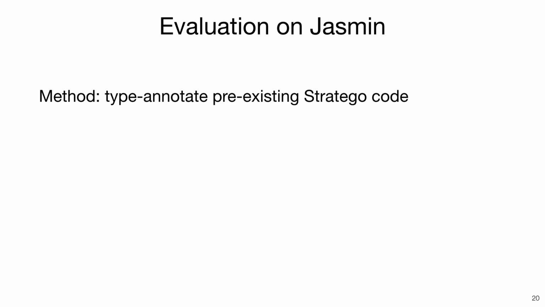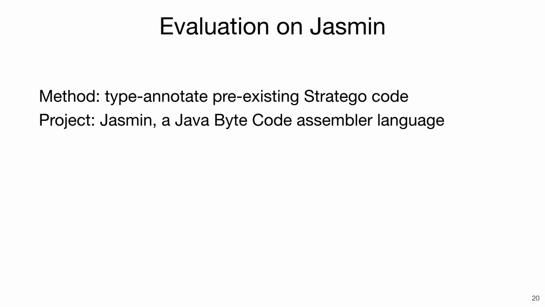We have a prototype implementation of the static part of the type system. This prototype can type check gradually typed Stratego code, return errors and warnings, and insert casts. We use this prototype to annotate an existing Stratego codebase. The project is called Jasmin, a Java bytecode assembler language.